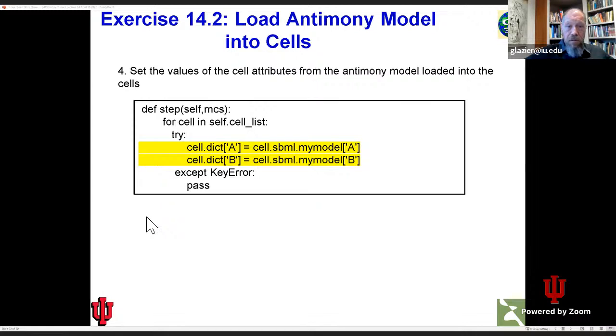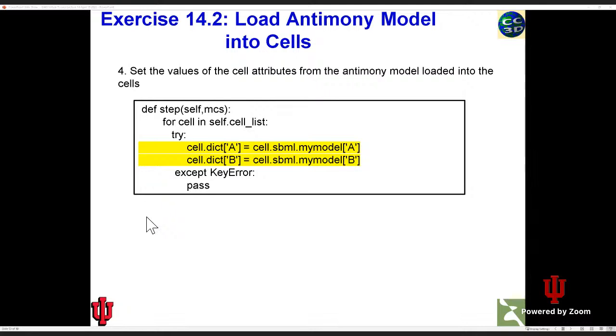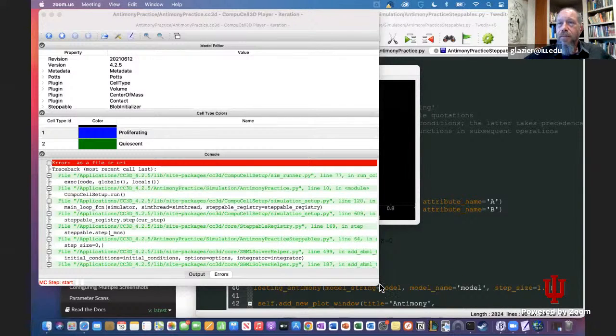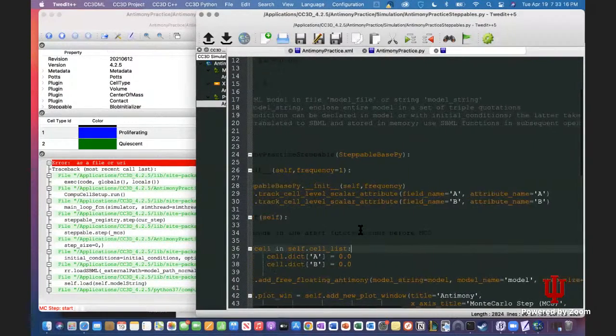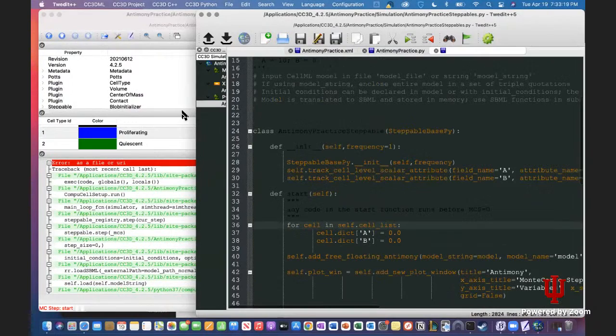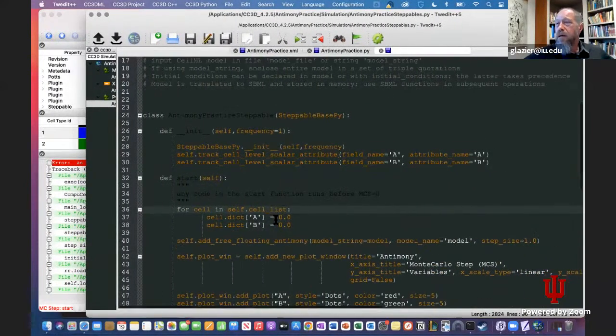Paxton, is that working now for you? So now I'm getting an error as a file or URI. Okay, let's take a look. So there are two things. First, you're loading. Let's see, where's your load call? Like in here. All right. That looks reasonable.